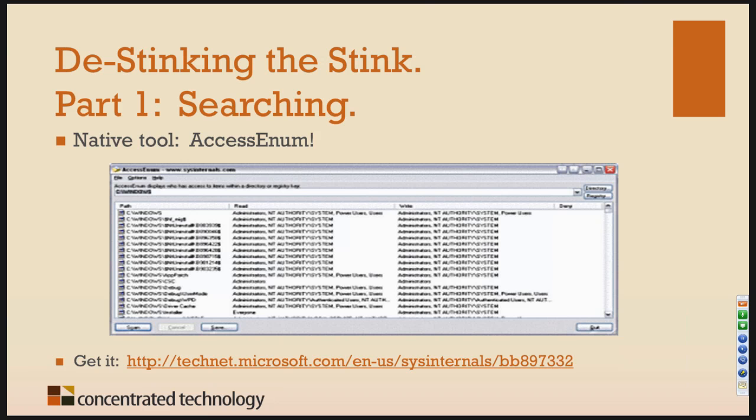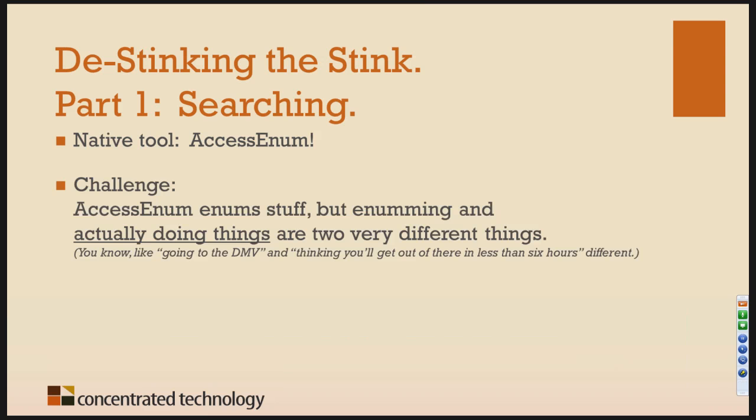Now, the challenge here with Access Enum is the fact that while it can enumerate stuff, it's not Access Fix, it's Access Enum. And when it enumerates the stuff, you actually have to go through a fairly manual process of translating what it enumerates into something that you're going to resolve. So you've got to have that mapping between the two, which is something that you don't necessarily get with Access Enum. Now, I'm sure that you guys have a tool that accomplishes that.